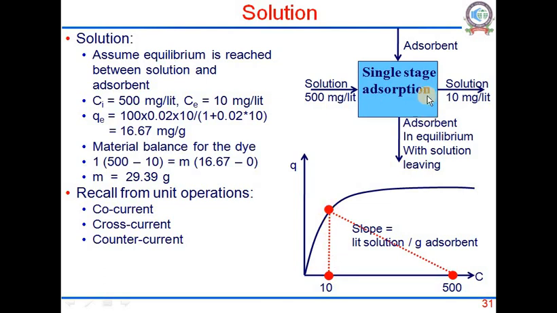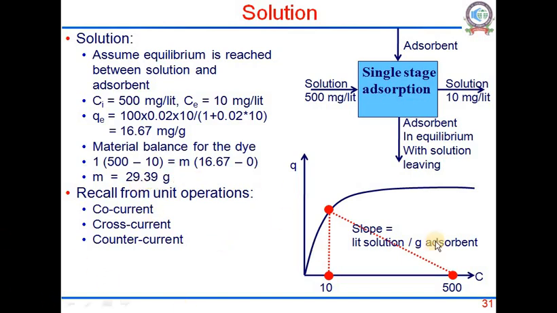Now we can do the material balance. 1 liter of solution multiplied by 500 minus 10, that's how many milligrams have gone from the solution. They must be adsorbed into a mass M. So it would be 16.67 minus 0. That will tell you the mass is 29.39 grams. That means per liter of the solution, we need to put 29.39 grams of the adsorbent.